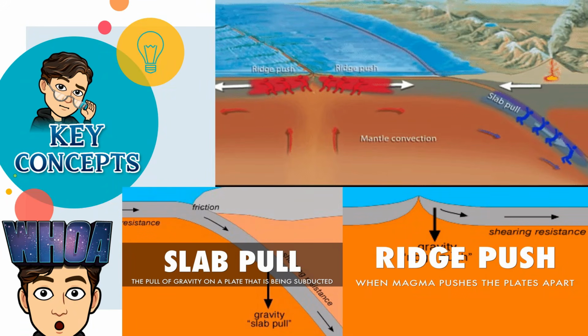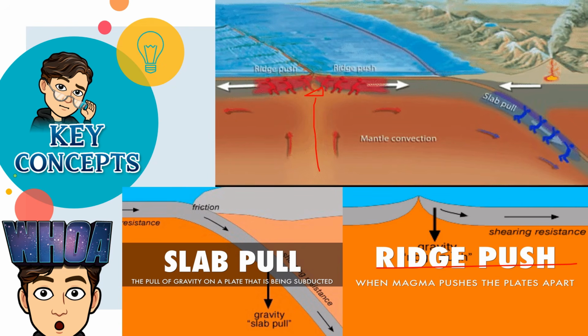The last key concepts that we would be dealing is about slab pull and ridge push. So ano nga ba yung dalawang to? Now, we all know that hot material rises. So kung saan tumataas yung hot materials, dyan nagaganap yung tinatawag na ridge push. This is when magma pushes the plates apart.